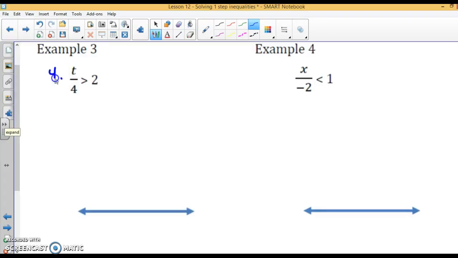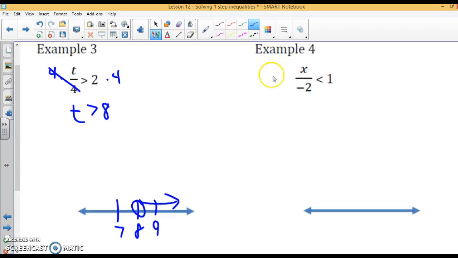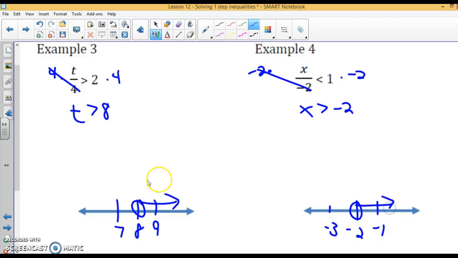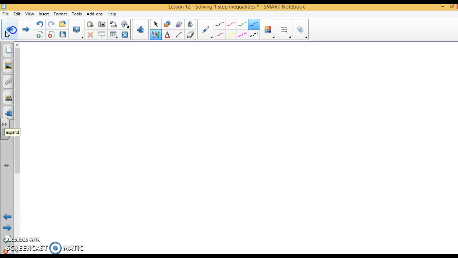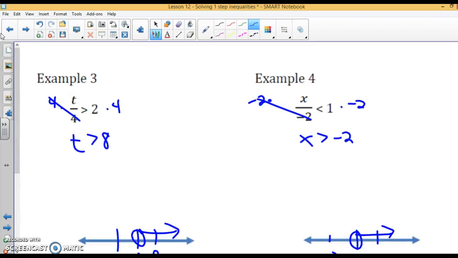Example 3, I would multiply both sides by 4, because this is t divided by 4, and I'll have t is greater than 8. I don't switch my inequality, because it is multiplying by a positive. This one, I need to multiply both sides by -2. So I'll have x is, you need to switch your inequality, greater than -2. So here's my graph, open circle, shaded right. Remember, if you multiply or divide both sides by a negative, you need to switch the inequality. Everything else is the same as solving equations.